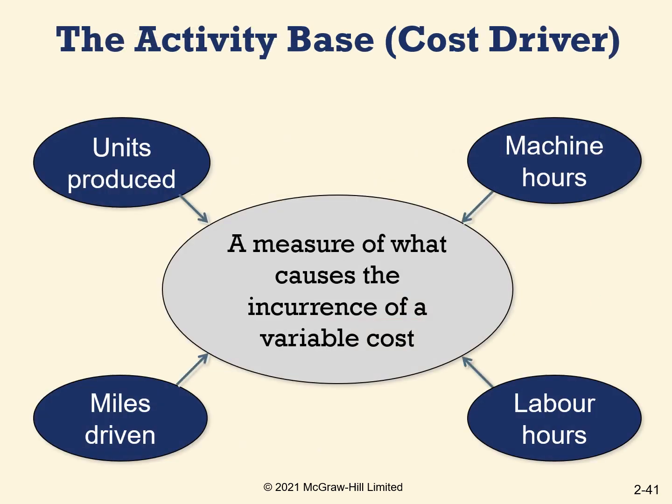So what we have to look at when we're looking at a variable cost is what is the activity base, or what is the cost driver? And a cost driver is a measure of what causes the incurrence of a variable cost. So in the example we just showed, the cost driver was the number of texts we sent. So every time we sent a text, the cost would go up. That was driving our cost.